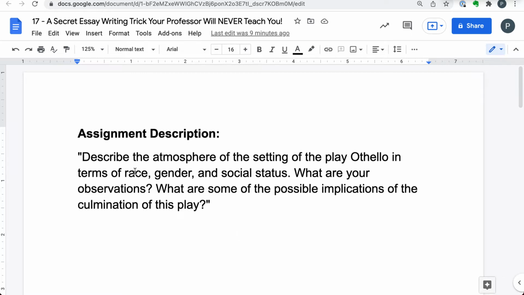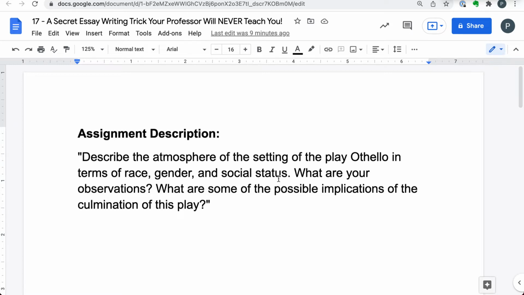Let's take a detailed look at this assignment. Describe the atmosphere of the setting of the play Othello in terms of race, gender, and social status. Now, what is jumping out at you right away? There are three things here: race, gender, and social status. Okay, great. So this is perfectly in accord with the power of three that I teach. So we already have three things that we know we can easily divide this essay into.